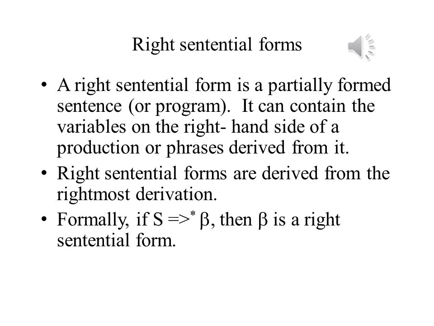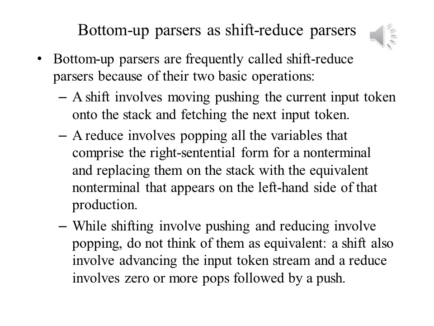Look at it more formally. If S ultimately derives beta, beta is a right sentential form for S. There are two main operations in a bottom-up parser, shifting and reducing. It is for this reason that they are called shift-reduce parsers. Shifting means moving the next input token onto the stack together with the next state. These are pushed together on the stack.